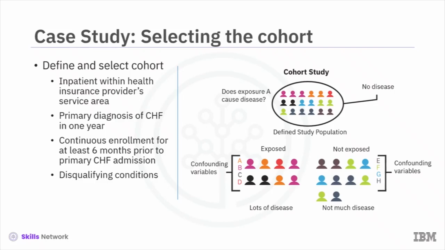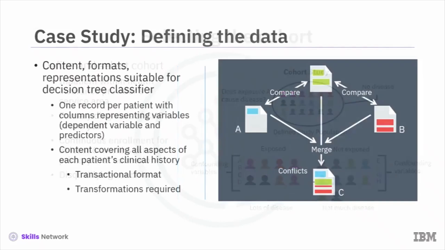Congestive heart failure patients who had also been diagnosed as having other significant medical conditions were excluded from the cohort because those conditions would cause higher than average readmission rates and thus could skew the results. Then the content, format, and representations of the data needed for decision tree classification were defined.